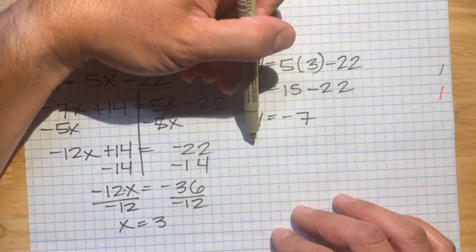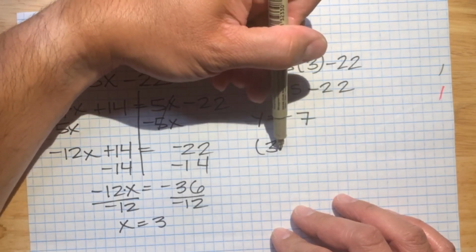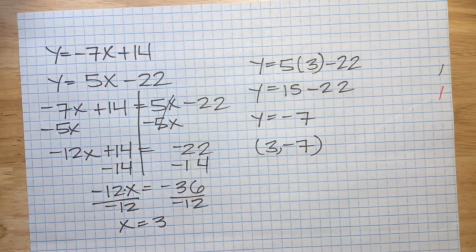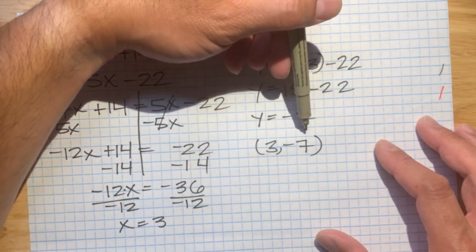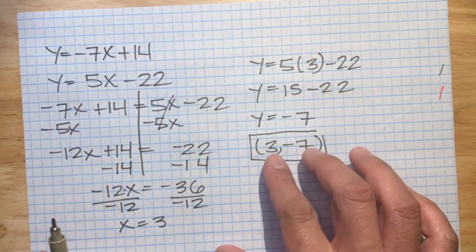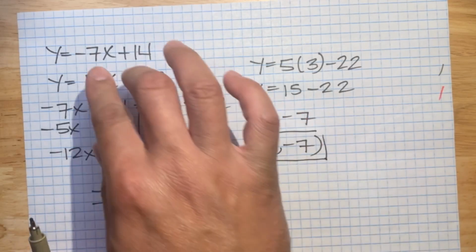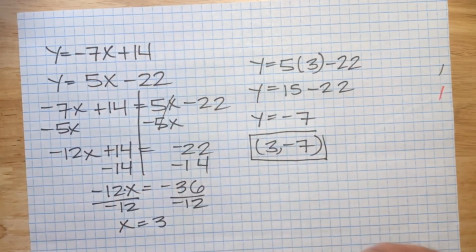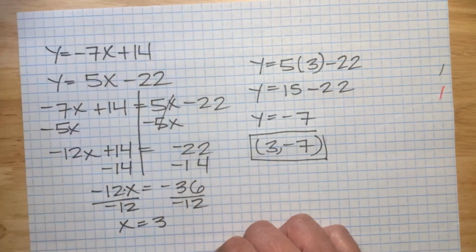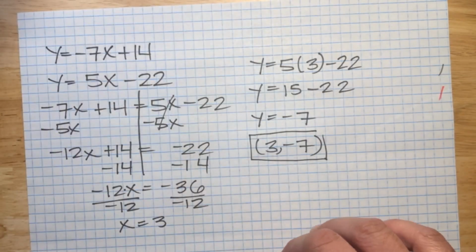So let's write our answer as (3, negative 7). All right. Now feel free to check this by plugging both of these numbers back into both equations and make sure they check out, just like we did over here. Okay. Let's see this last example.